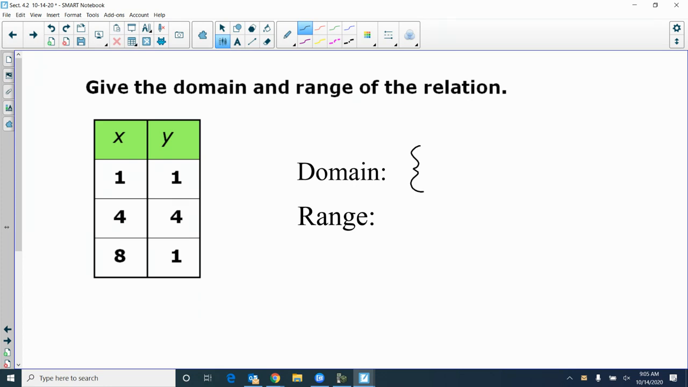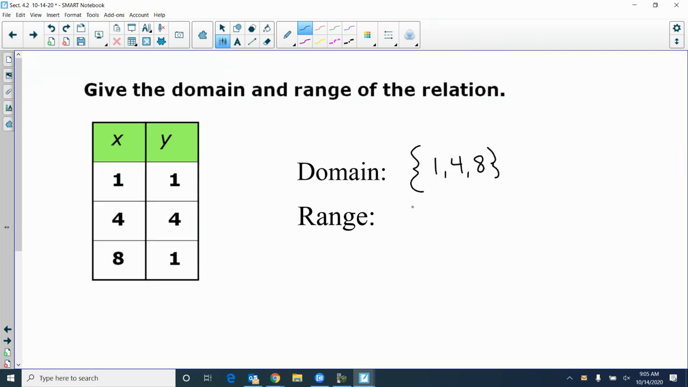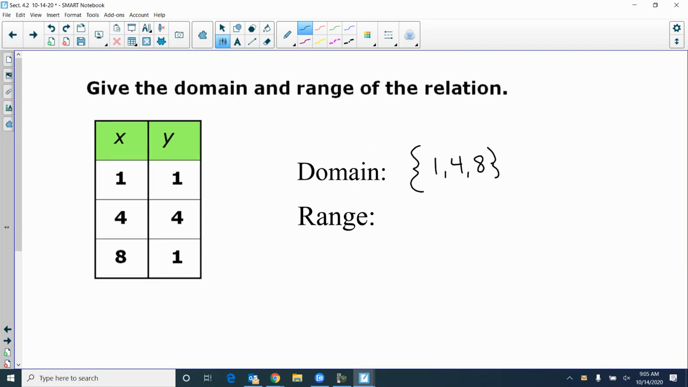1, 4, and 8. Range. Don't repeat numbers. So our range, Joe? 1 and 4. Just 1 and 4. Okay, that's all we got.